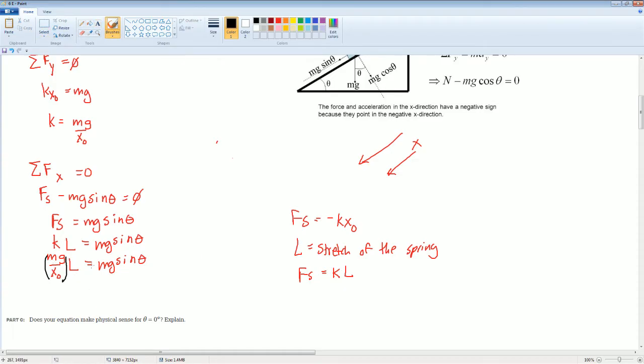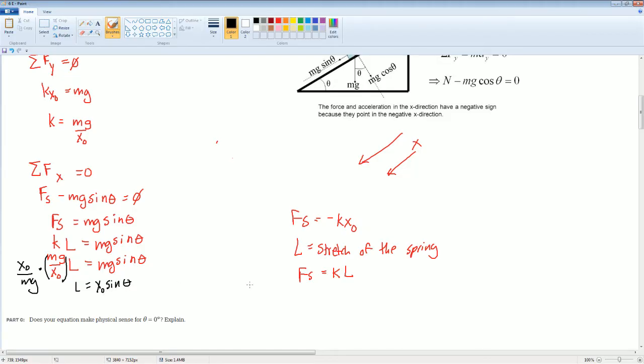Divide mg over. You should have L is equal to sine theta over, hold on, I multiply x naught, so it should be x naught here, right? Because if you want to do the inverse, you are multiplying that. That's how you get that part. So L is equal to x naught sine theta.